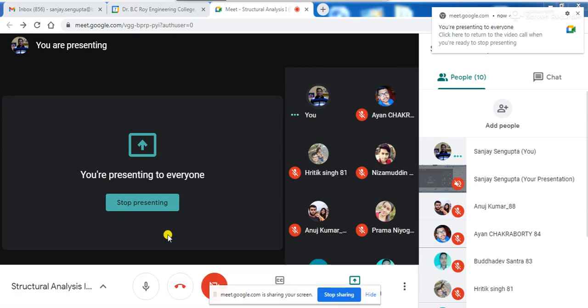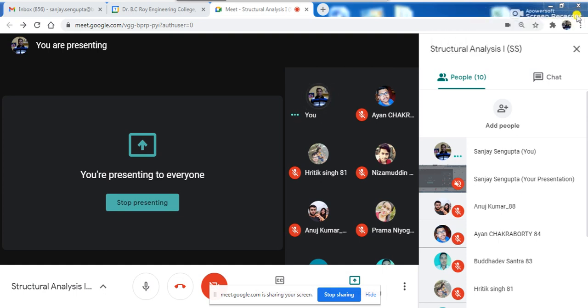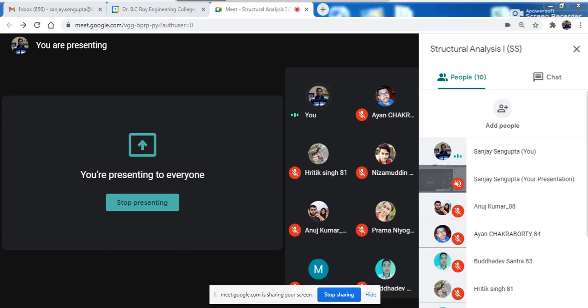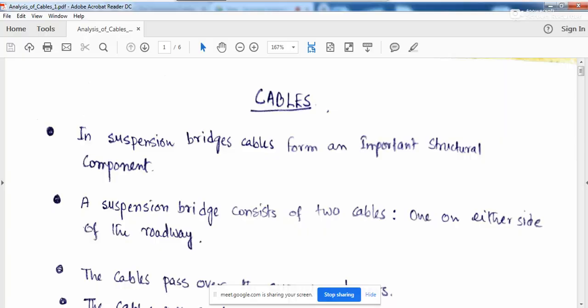Let us start today's discussion. Today we'll try to understand the analysis of cables. So till now we have discussed arches and portal frames, and in the case of a three-hinged arch, you have seen how to find the bending moment diagram. Basically, that is a determinate structure.